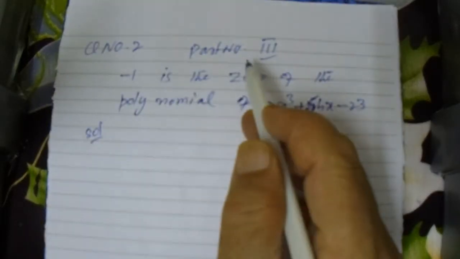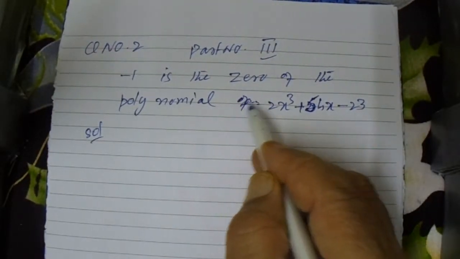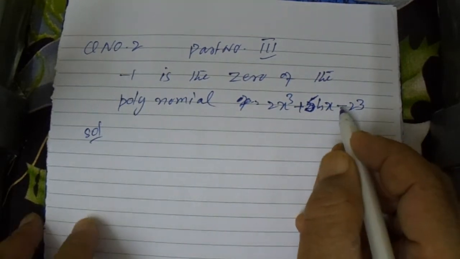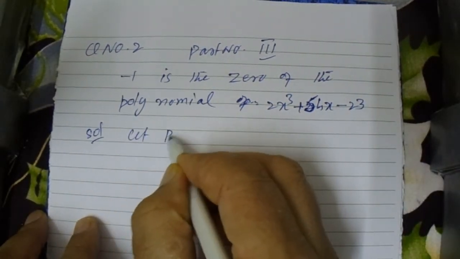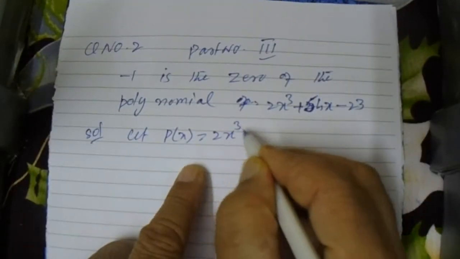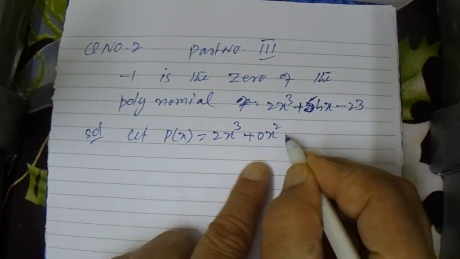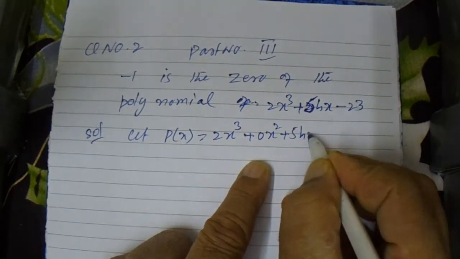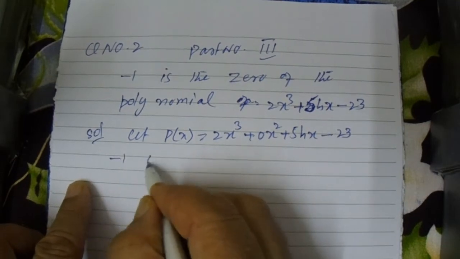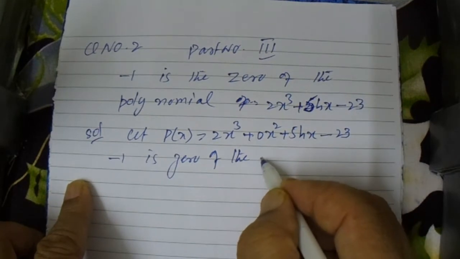Question number 2, part 3. Minus 1 is a zero of the polynomial p(x) = 2x³ + 5hx − 23. Let p(x) be this polynomial, 2x³. Now x² is not present here, so we write 0x² plus 5hx and minus 23. And minus 1 is a zero of the polynomial.